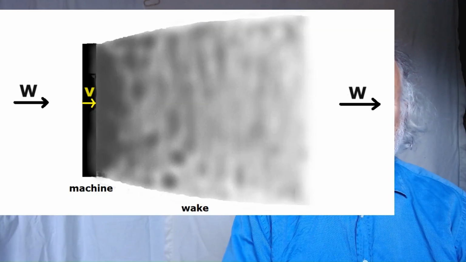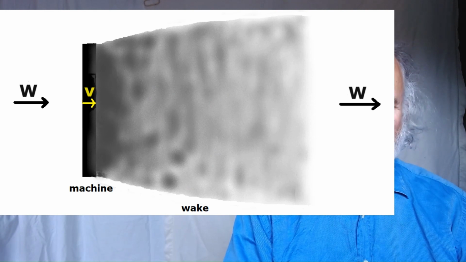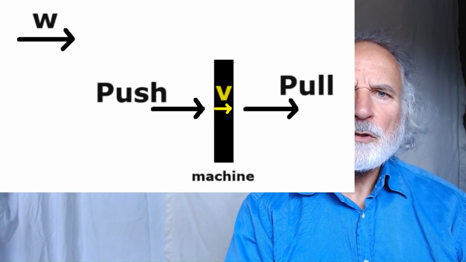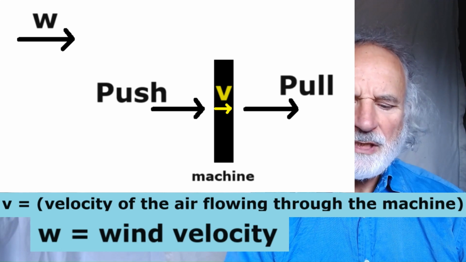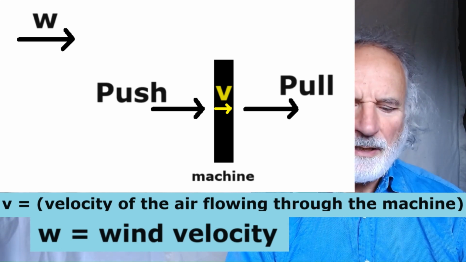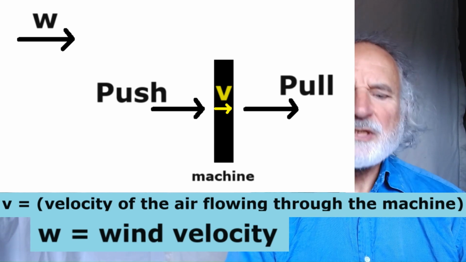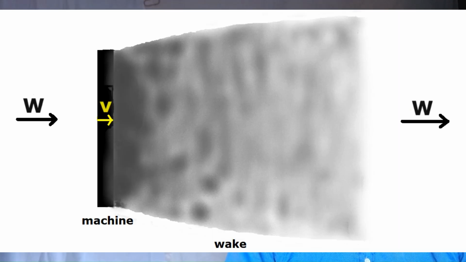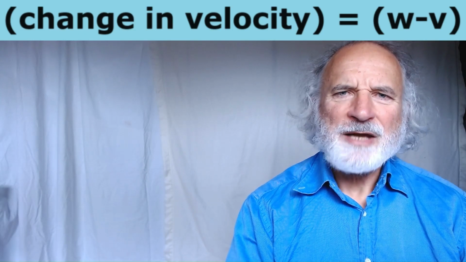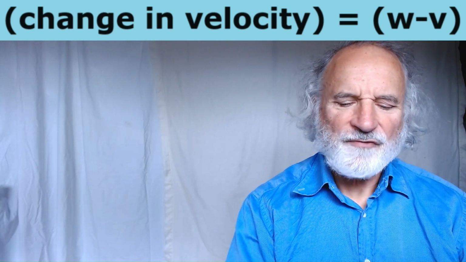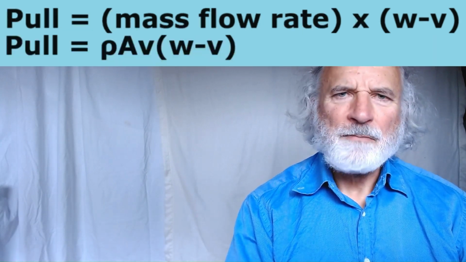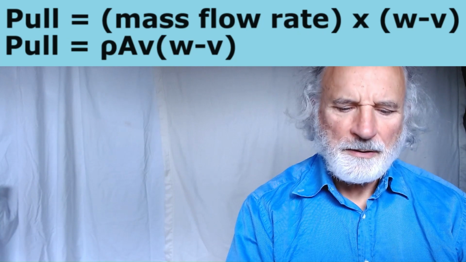On the downwind side of the machine, the wind applies a force that pulls the air mass out of the machine and through the machine's wake. I have named this force pull. Inside the machine, the velocity of the air mass is defined to be equal to V. After being pulled through the machine's wake, its velocity is equal to W. The change in velocity is W minus V. Therefore, the pull force is equal to the mass flow rate multiplied by W minus V.